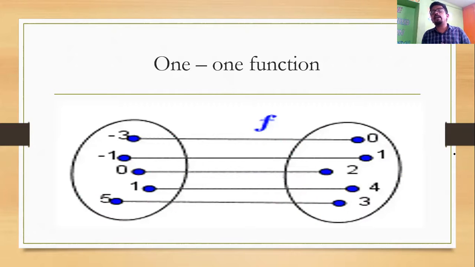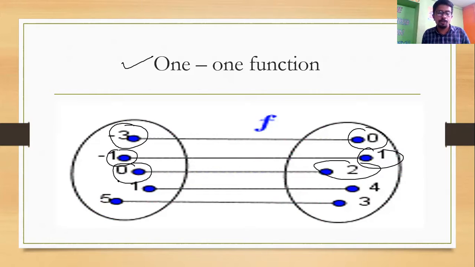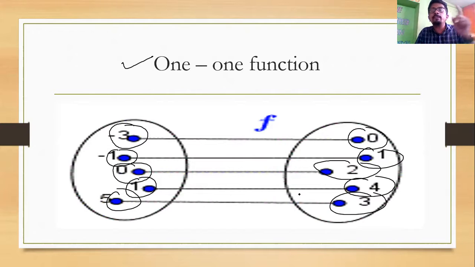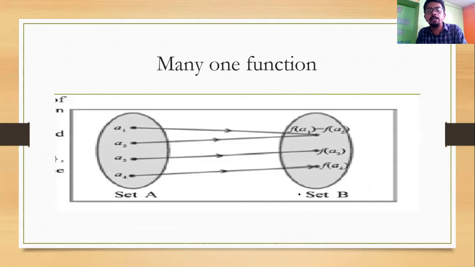So the first figure is like this. This is what we call a one-one function. One-one function means that each element, you can see here, has a unique image. No 2 elements have the same image. That is called one-one. Each has a unique image. That should be kept in mind.